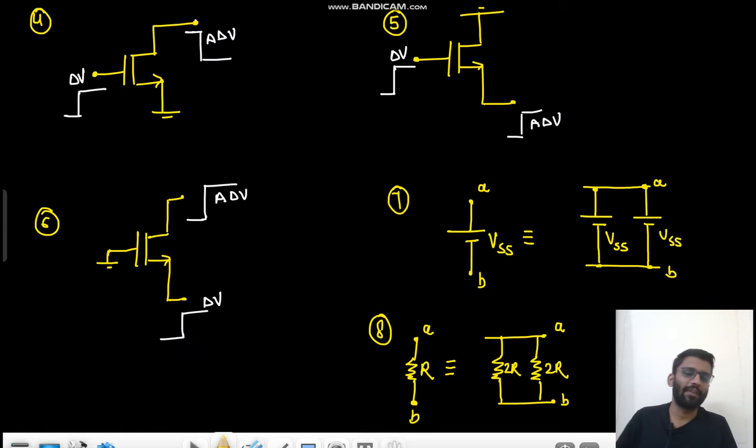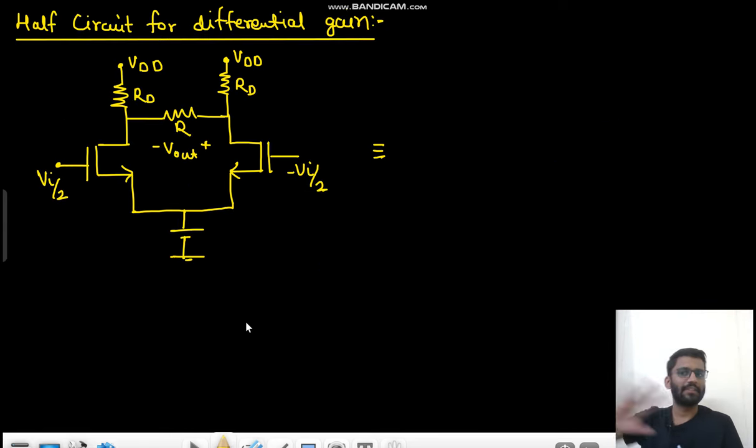In the problem, I will not explain. Okay. So we can see it with an example. You have to make half circuit for differential gain. Please note, we are making half circuit for differential gain. That means our input is V in by 2 and minus V in by 2. Okay, so we are making half circuit for differential gain.